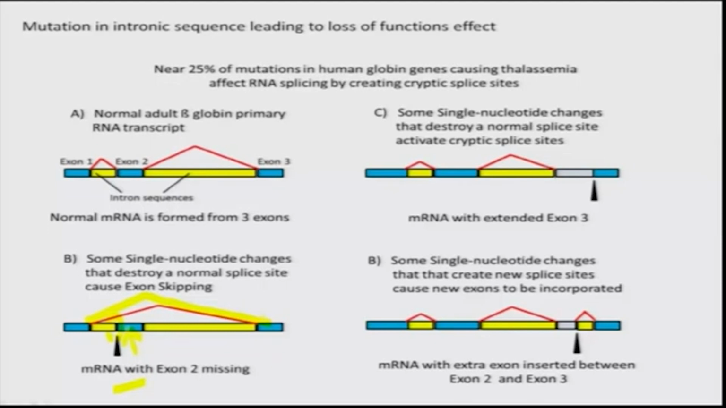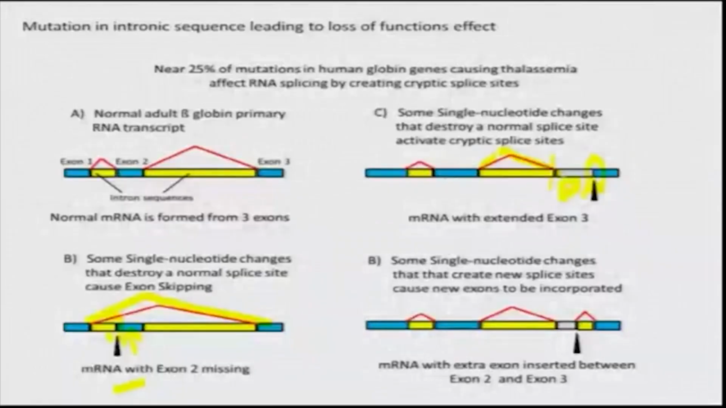Or you could have changes that destroy a normal splice site. For example, you have a splice site here, which, because of a mutation here, the transcript has now lost, and therefore some aberrant splicing happens, leading to inclusion of certain sequence that is normally present in the intron. So this would again shift the reading frame, and you will not have the desired protein.